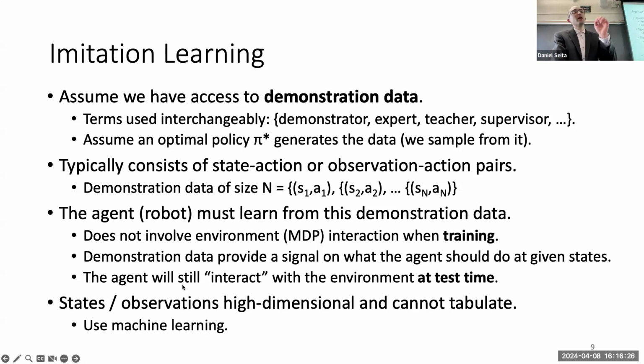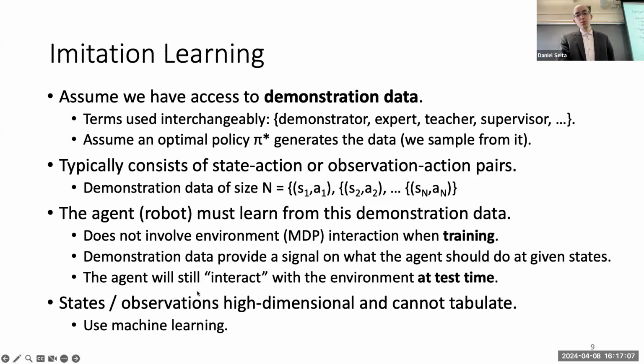The agent will still interact with the environment, but at test time. In reinforcement learning, there's a training period where the agent must interact with the environment and get the state and rewards, and then you might do some testing. You might fix the policy, roll it out in the environment, and get some statistics. You would do the same thing with imitation learning: roll out the agent in the environment and get some statistics, but you wouldn't have to interact with the environment when the agent is learning from the data. That's the distinction.